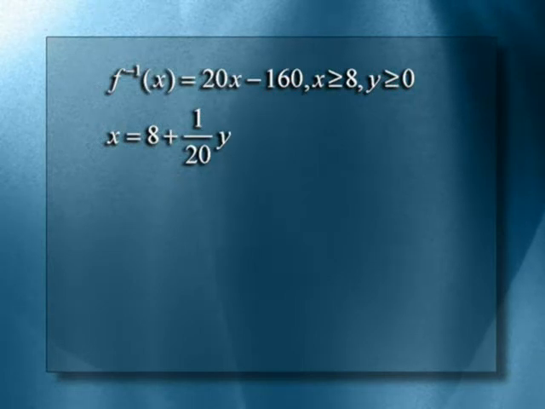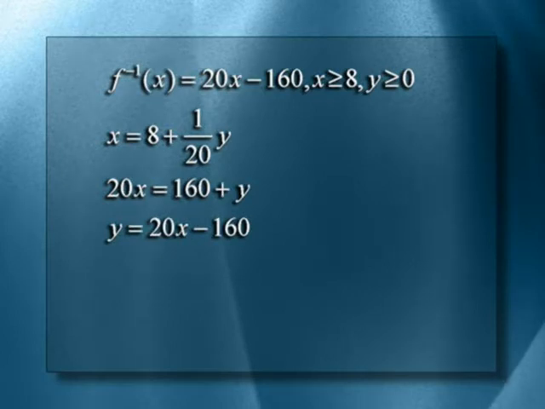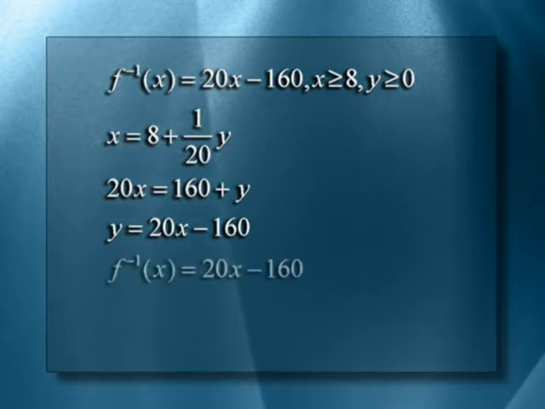So how about if I multiply by 20 both sides? And I get 20x equals 160 plus y. And now I can solve for y. y equals 20x minus 160. That's the inverse function. f inverse of x is 20x minus 160.